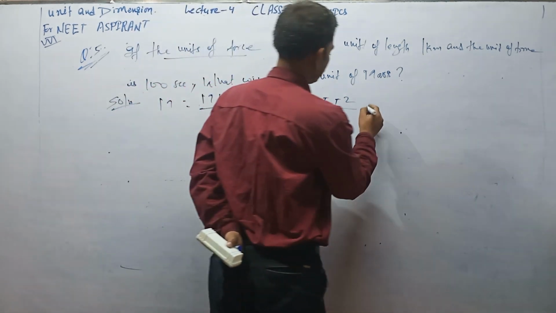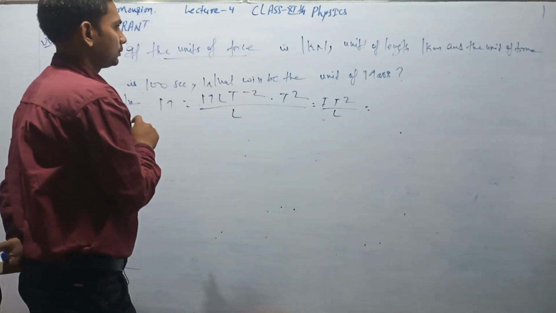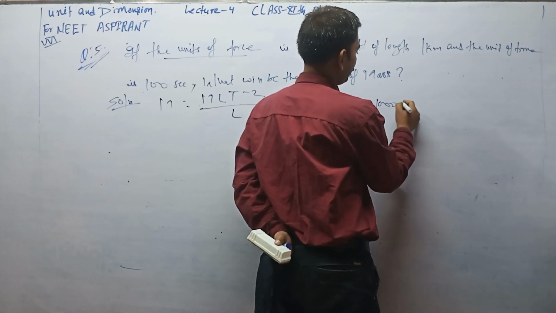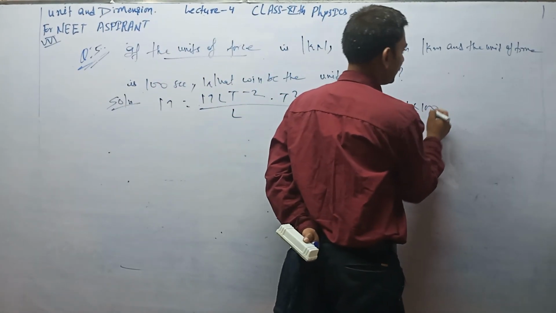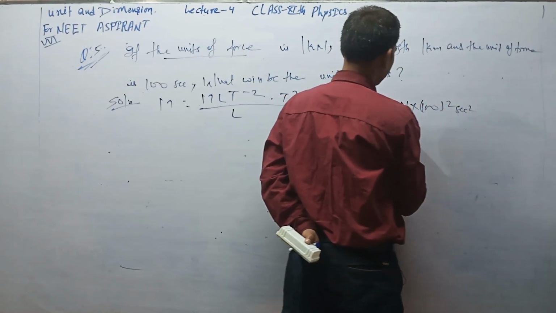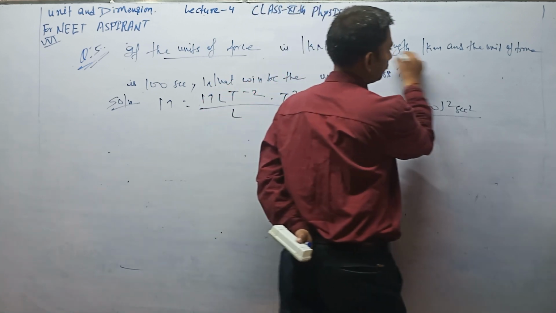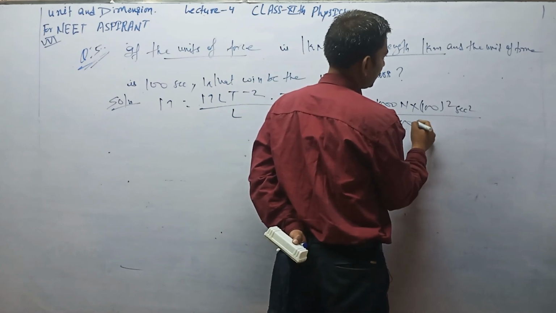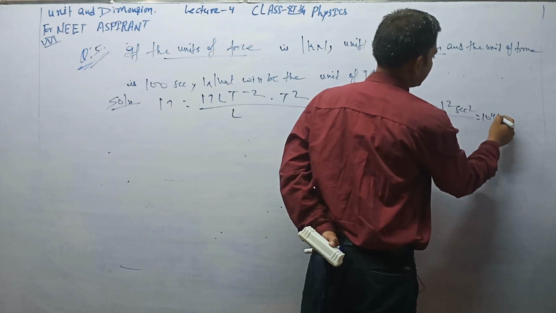So force is 1 kilonewton, that means 1000 Newton, times time 100 second, that means 100 squared, upon length, 1 kilometer, that means 1000 meter, so that means 10 to the power 4 kg.